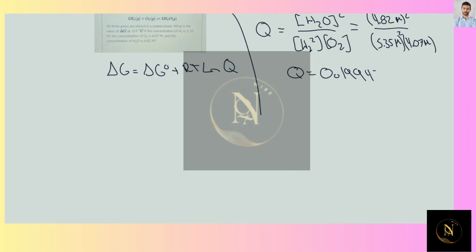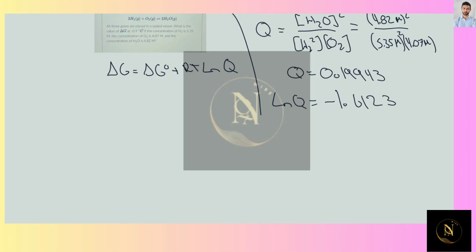0.19943. We can take directly on our calculator our logarithm of Q, which is going to give us minus 1.6123. Well, 1.6123288, but let's round it to 1.6123.